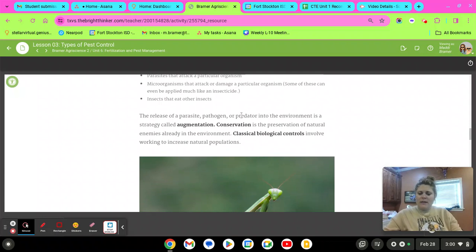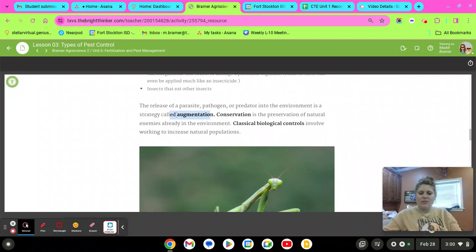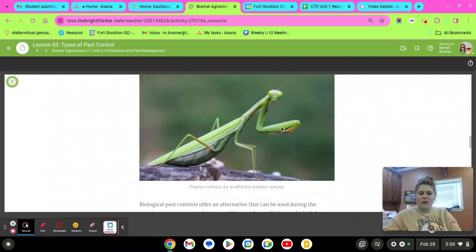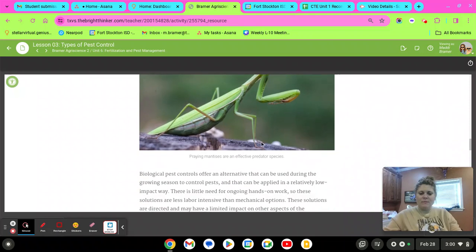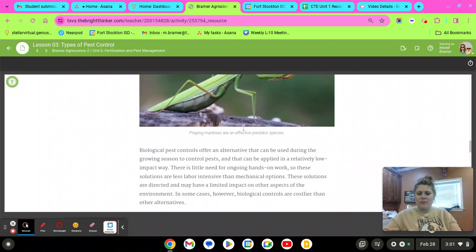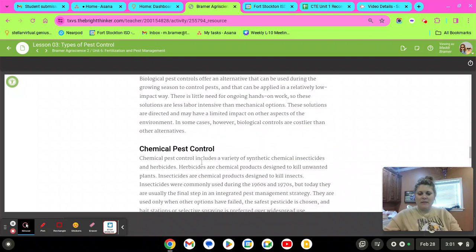So the release of parasite, pathogen, or predator is called augmentation. Conservation is preservation of natural enemies already in the environment. Classical biological controls involve working to increase natural populations. So praying mantises are really good predator species that will eat pests.